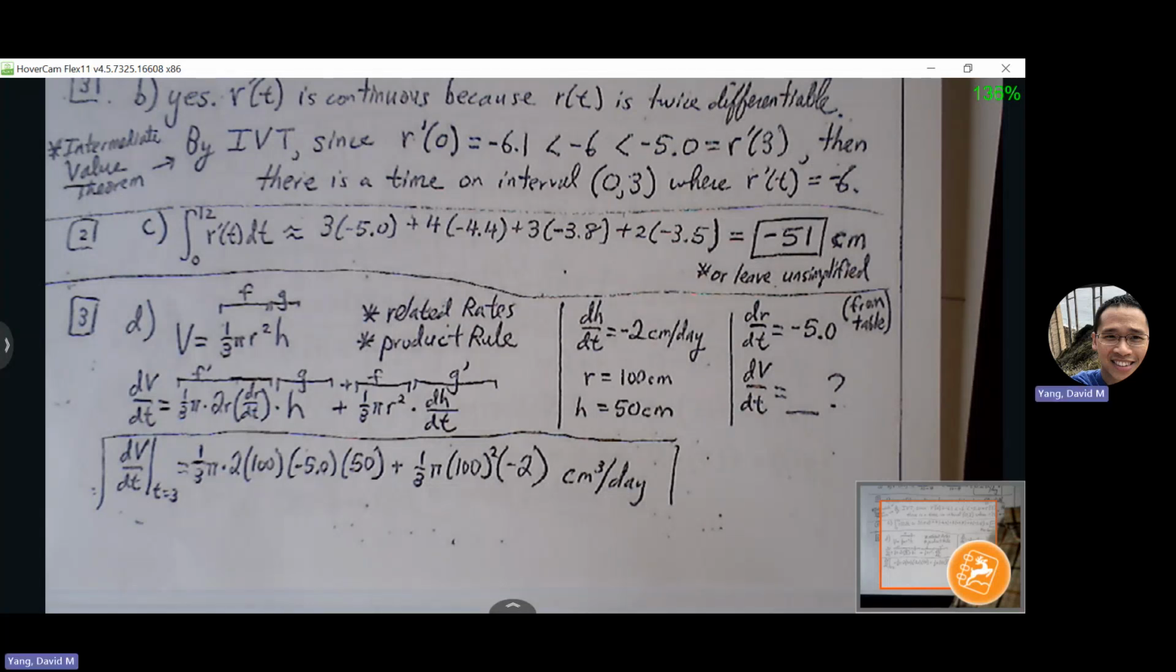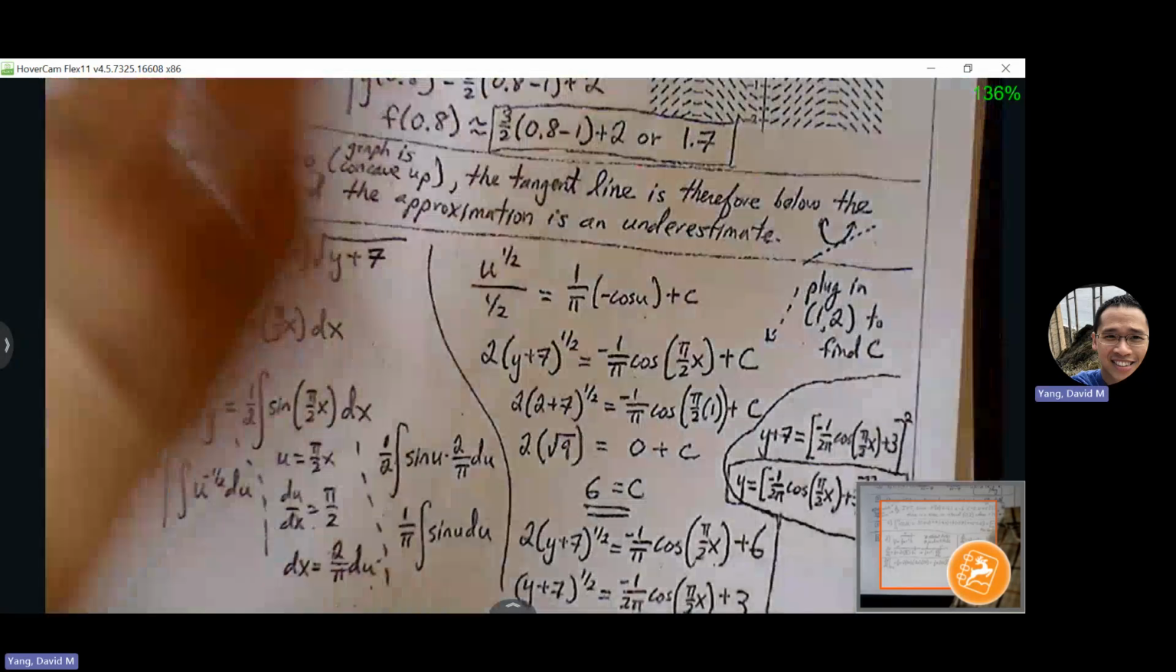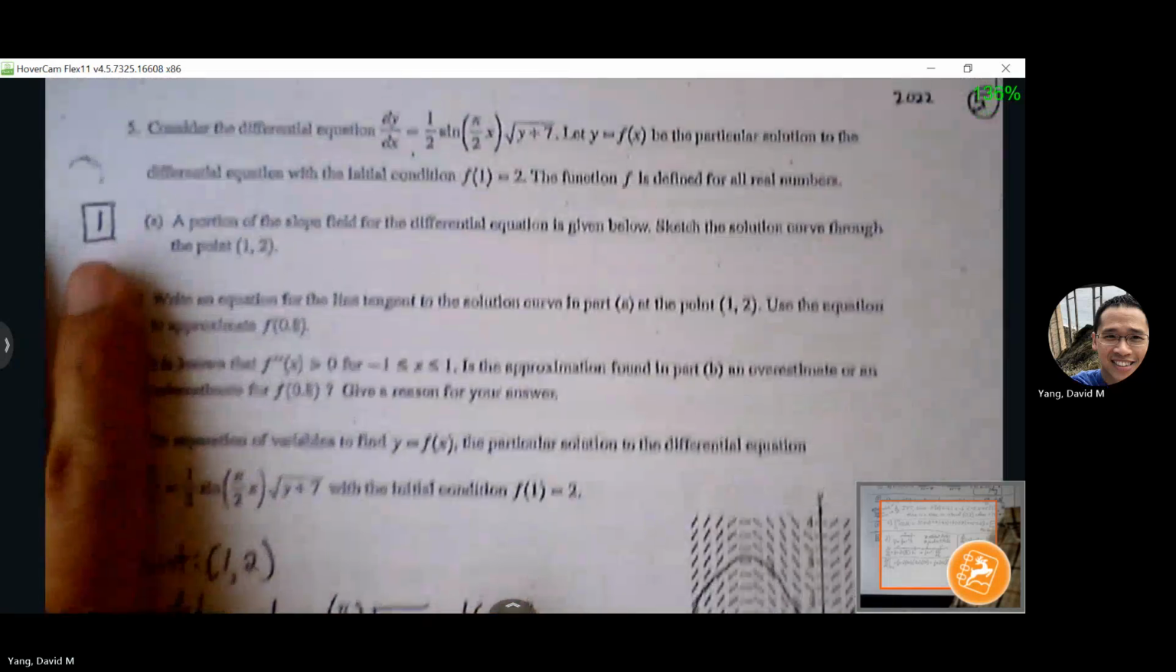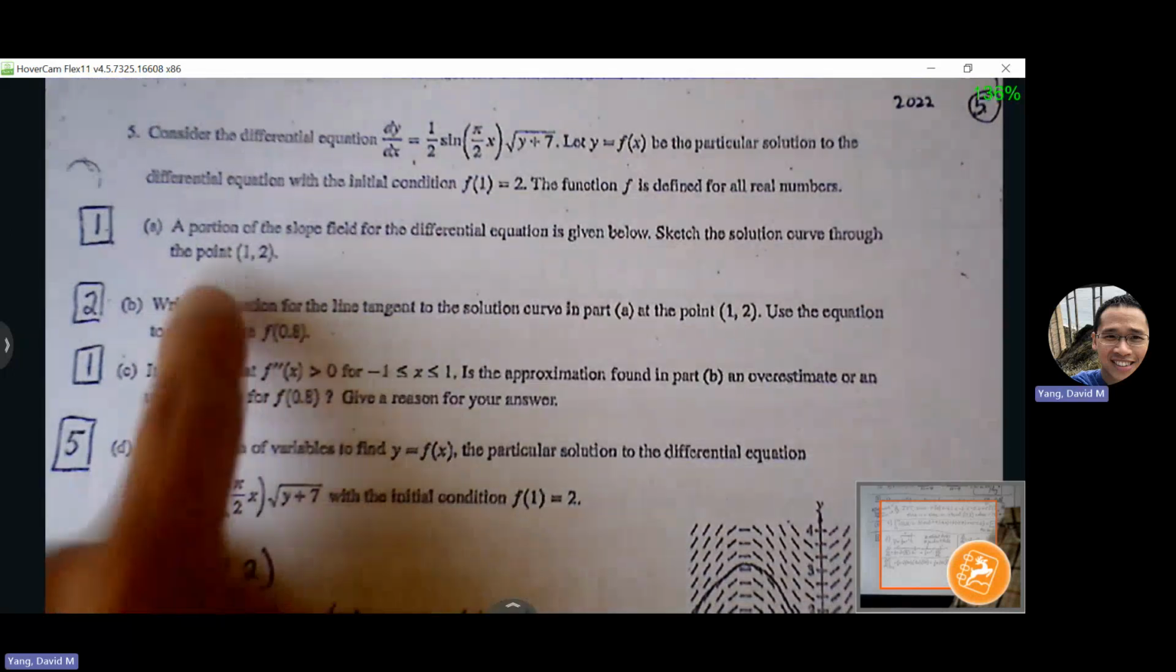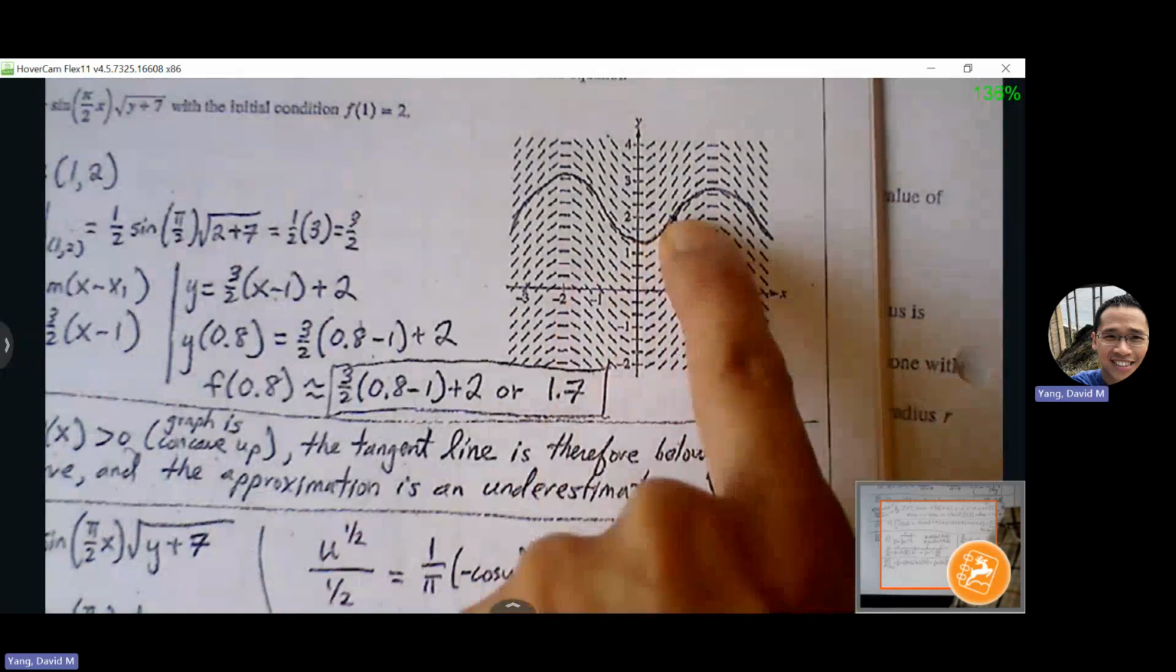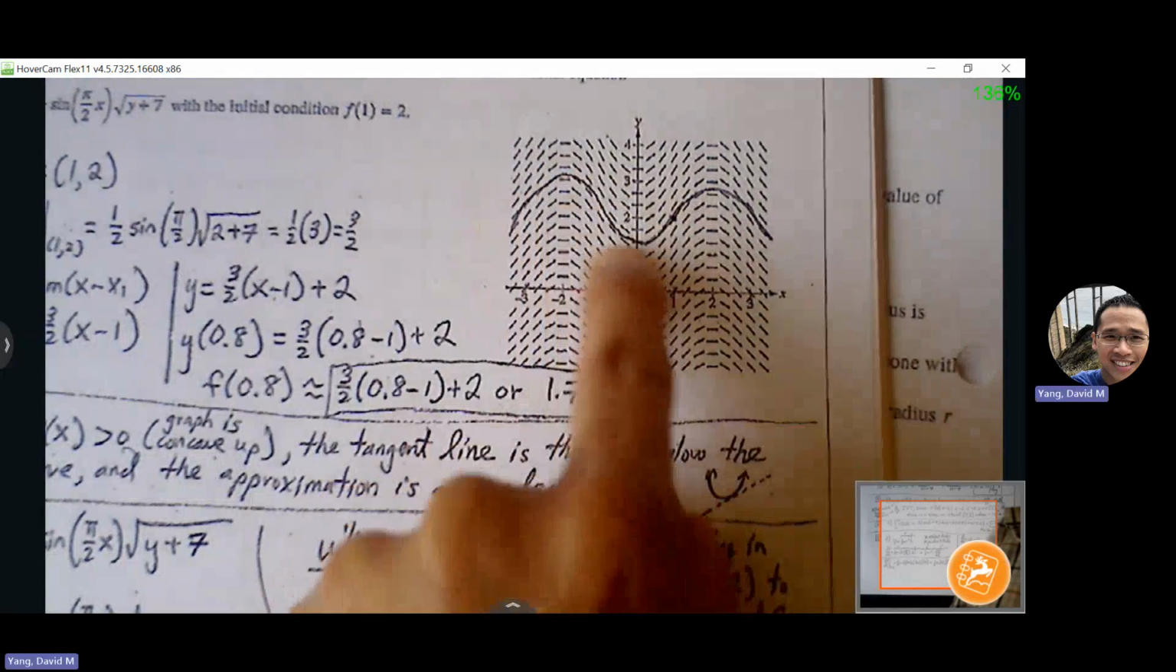Okay, good with 4. All right, so here's number 5, page 5. Consider differential equation dy dx. A portion of the slope field is given. Sketch the solution curve. So it's as easy as just finding that ordered pair and then just following the flow of the graph throughout.